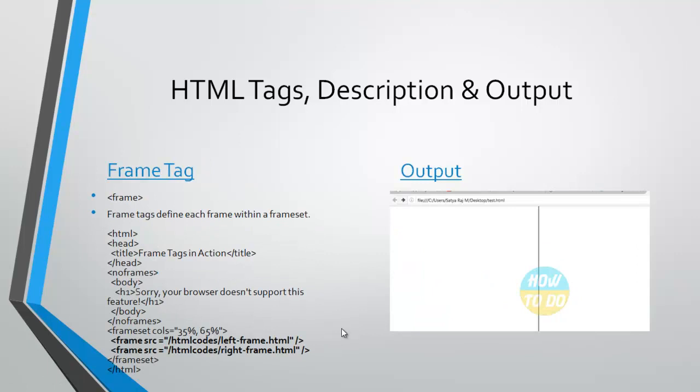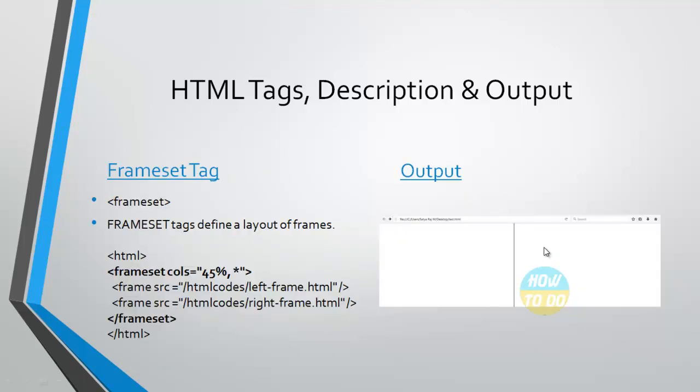Next comes the frame tag. The frame tags will create a frame set between a HTML page, like two different pages. So this is the syntax for the same, and this is the output for the same. Next, frame set tag. Frame set tag defines a layout of frames, and this is the syntax for the same, and this is the output. Here the output will be in a 50-50 position.